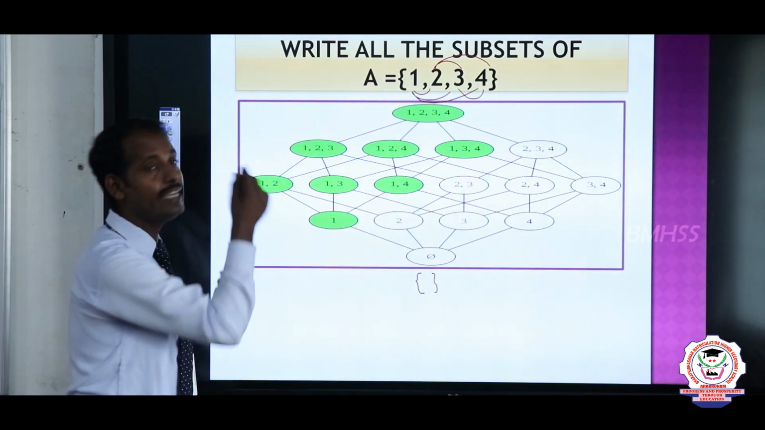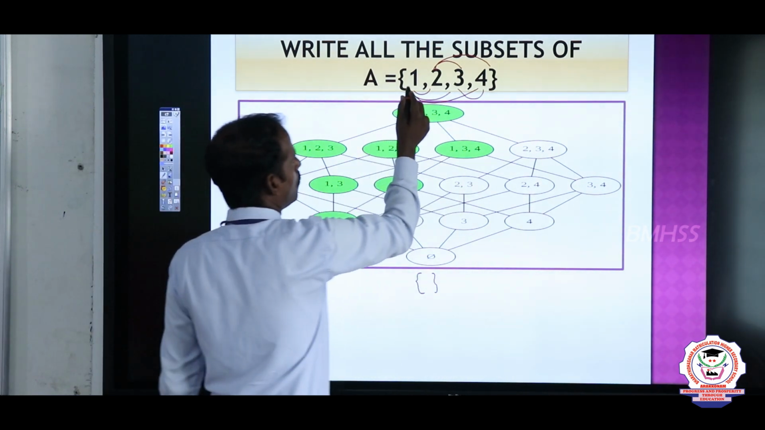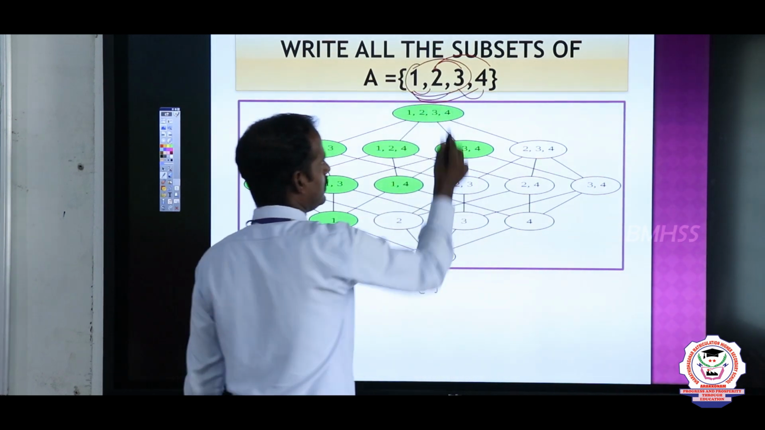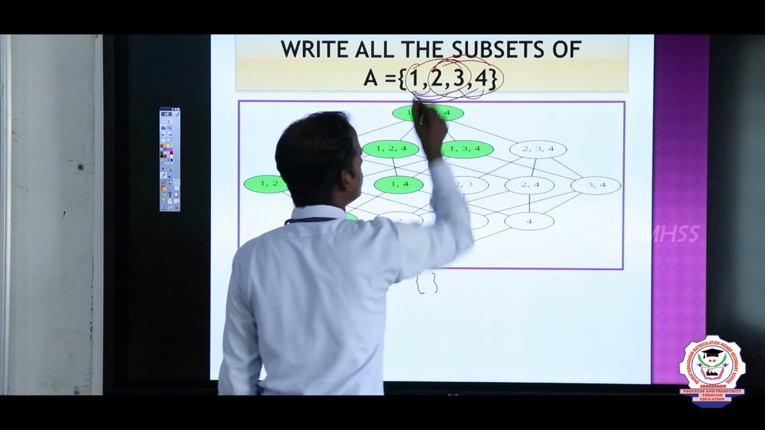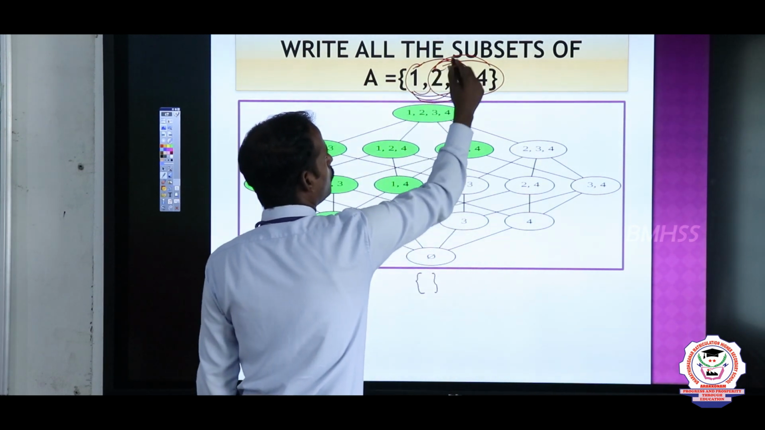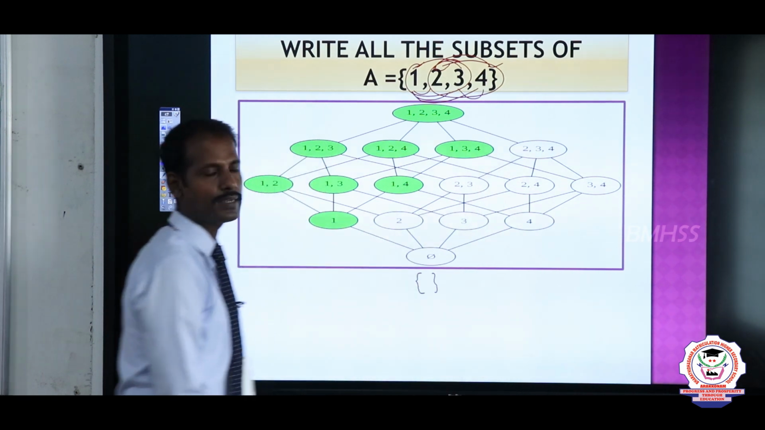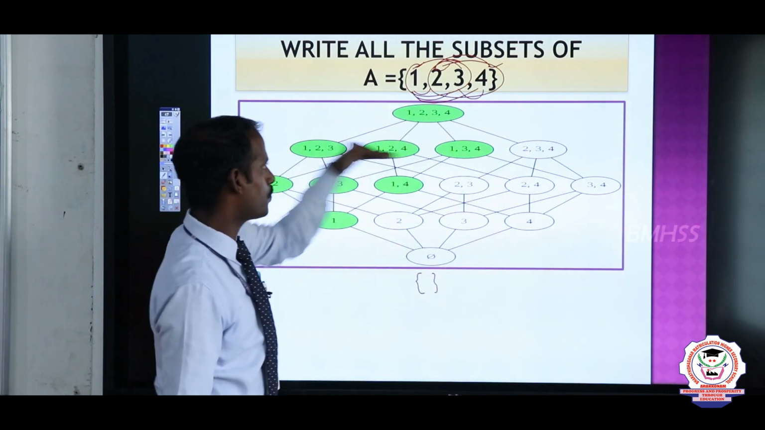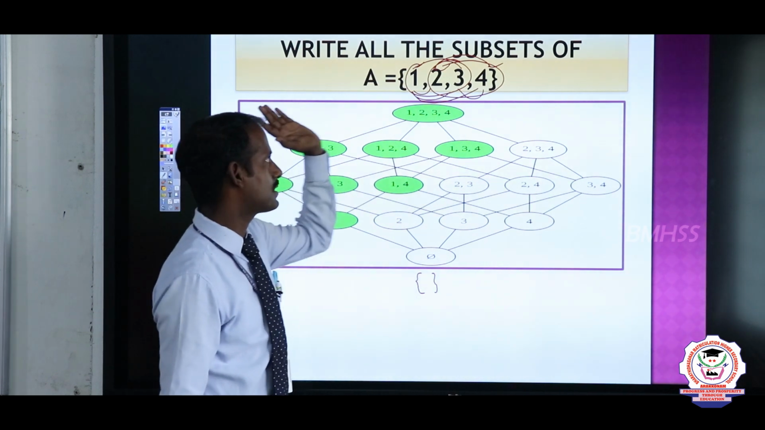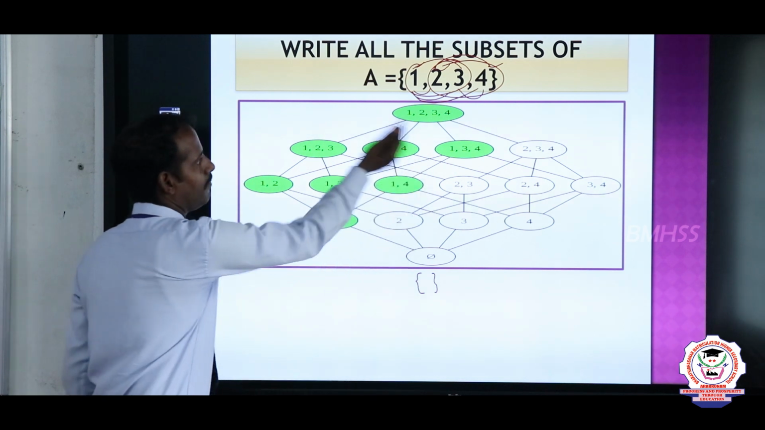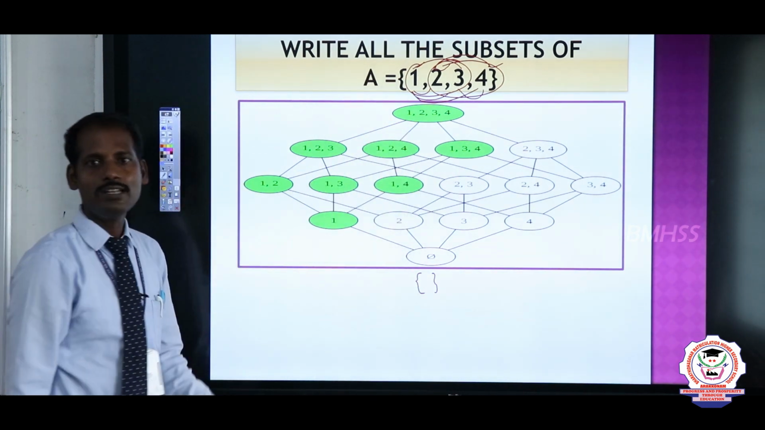Next, 3 elements are paired. So {1, 2, 3} is one. Next {1, 2, 4} is another possibility. Next {1, 3, 4}. Next {2, 3, 4}. So 4 possibilities. Next the same elements {1, 2, 3, 4} is also a possibility. So these are called subsets.